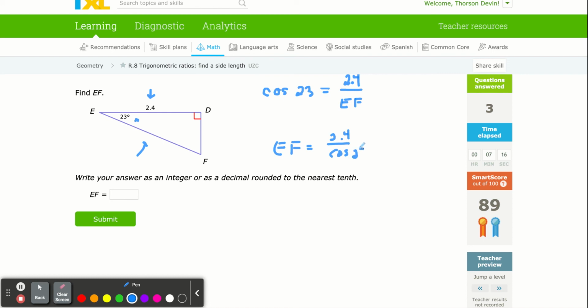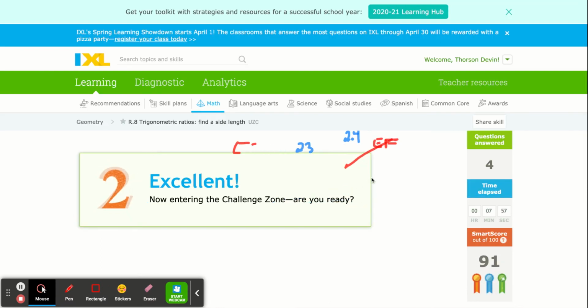I want to make sure everyone understands what I did here: I multiplied both sides by EF to get it out of the denominator, because you can't have it in the denominator, so they cancel. And then I divided by the cosine. 2.4 divided by the cosine of 23 leaves just the EF on the left. Grab my calculator. Clear. 2.4 divided by the cosine of 23, and I get a side length of 2.6. If you have any questions on how to do this, please bring them to class, but it's all a matter of setting up those ratios.